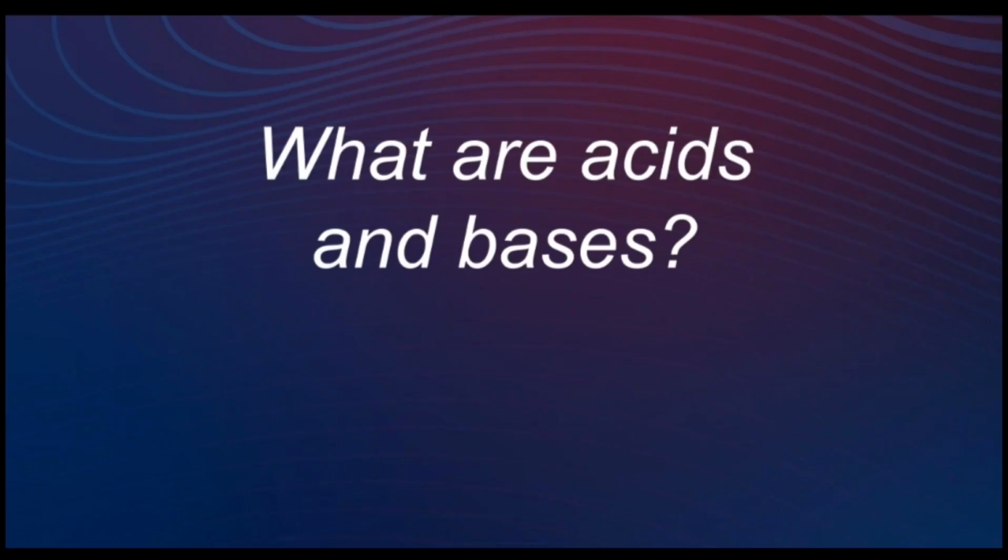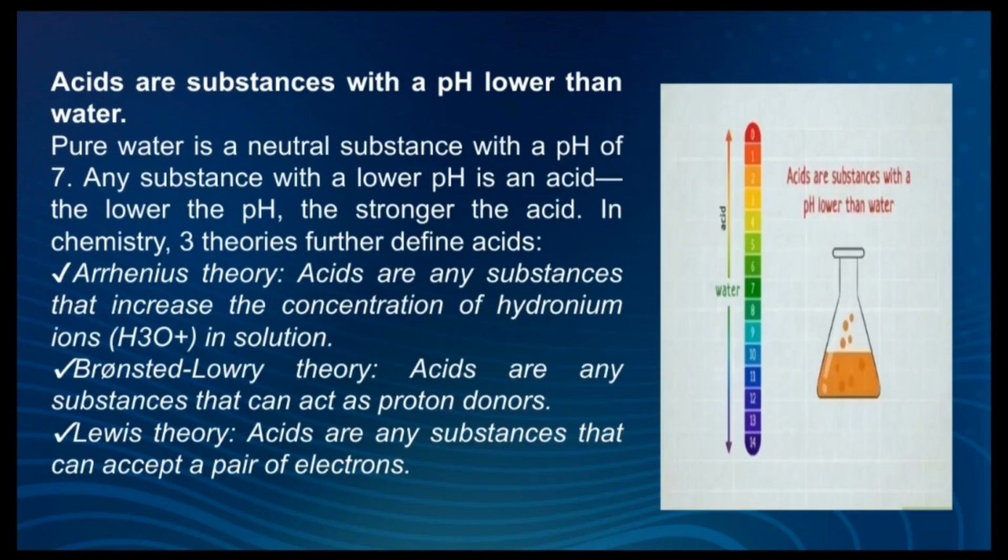And now, what are acids and bases? Acids are substances with a pH lower than water. Pure water is a neutral substance with a pH of 7. Any substance with a lower pH is an acid. The lower the pH, the stronger the acid.